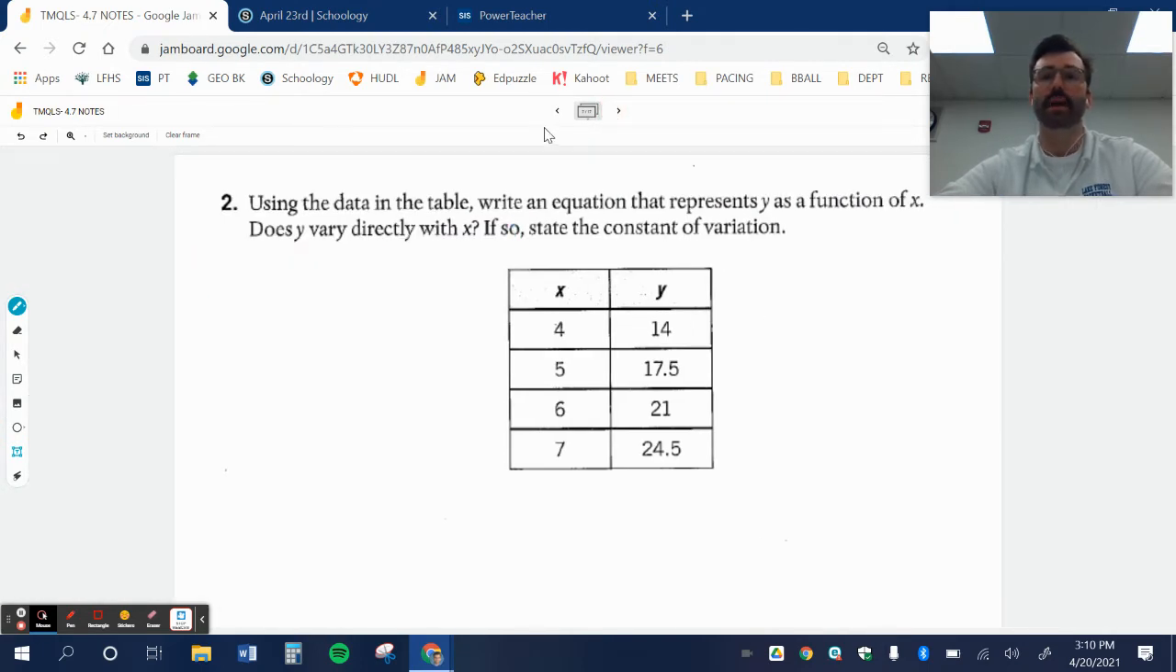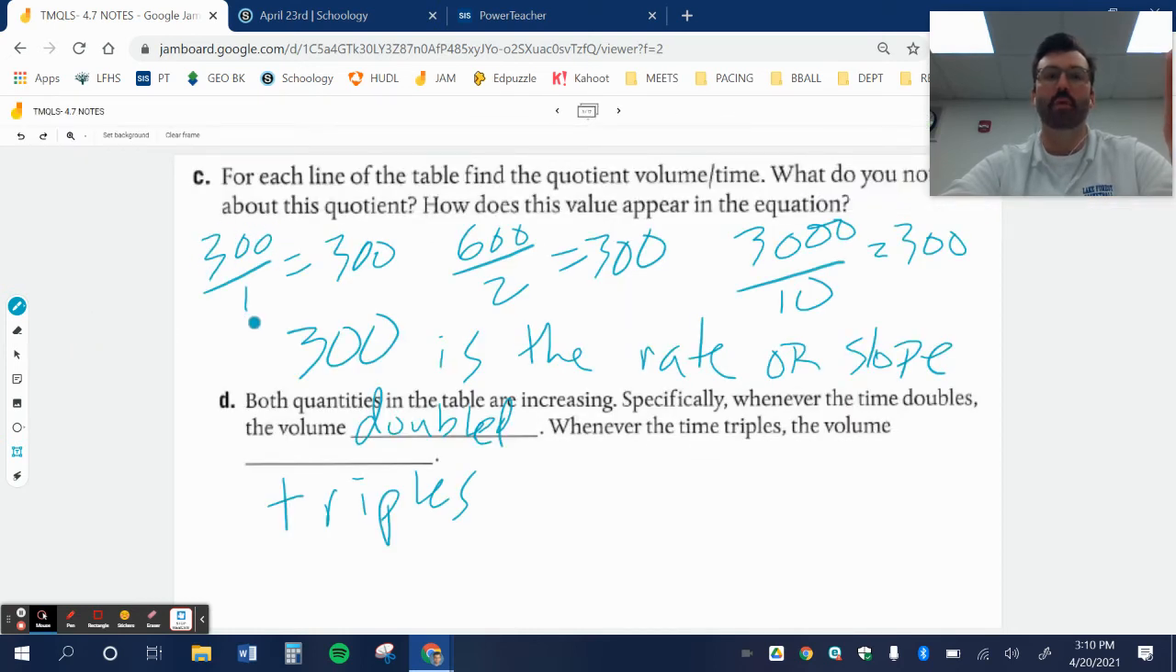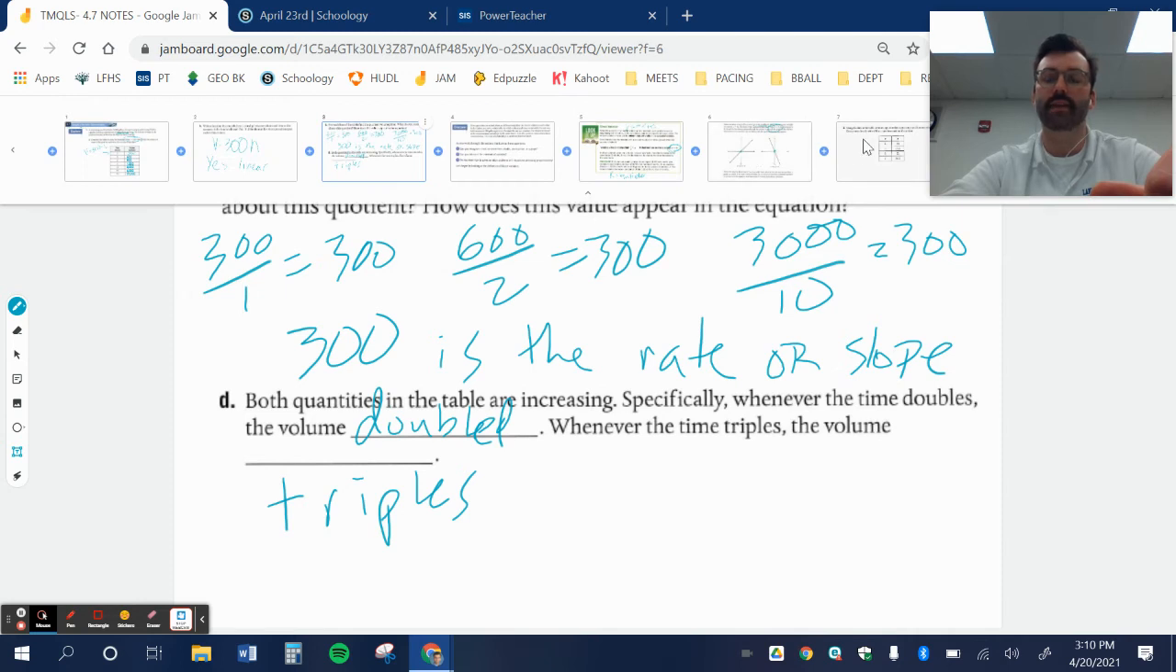Using the table, write an equation that represents y as a function of x. Does y vary directly with x? If so, find the constant of variation. Well, what did I do in the explore problem to find that 300? I divided all of my y values by their corresponding x values. 30 divided by 10, 60 divided by 2. Okay, so let's try that in this table.